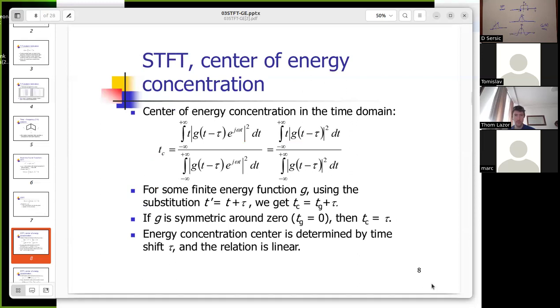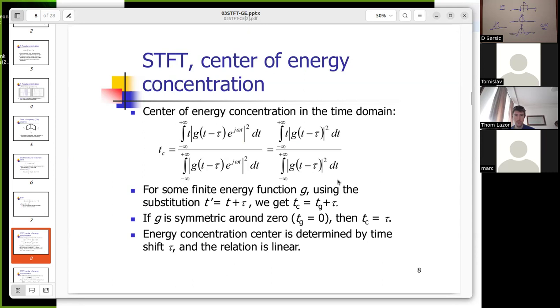So let's start with the first question, where it is in the time domain. This is the equation we have to evaluate. Notice that the modulus of such an exponential part is 1, so it does not contribute either to the denominator or numerator. It just disappears, and the only thing that matters is actually our function g.